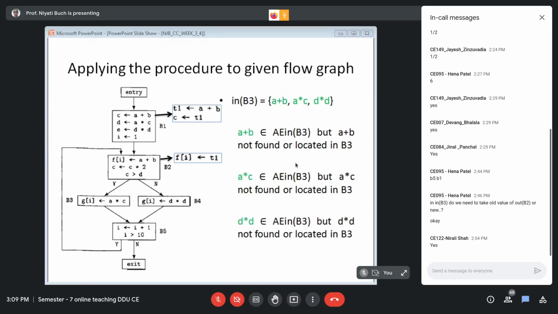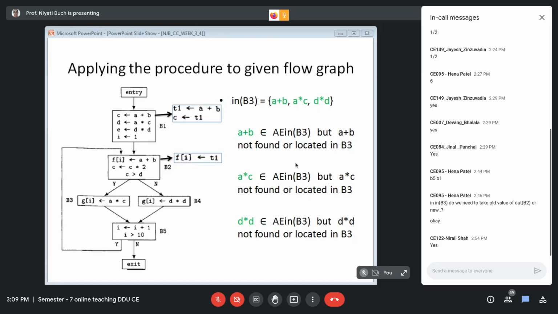Moving further for B3. Now look at B3. B3's inset has got three expressions: A plus B, A into C, and D into D. I think I have made some mistake in typing. A into C is found in B3. See, A plus B is not there in B3, right? A into C is found in B3.